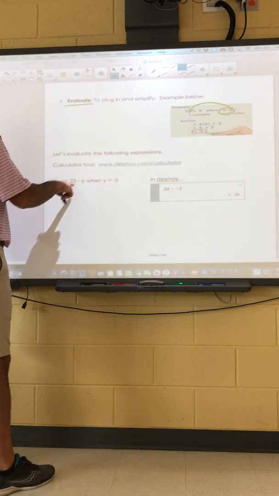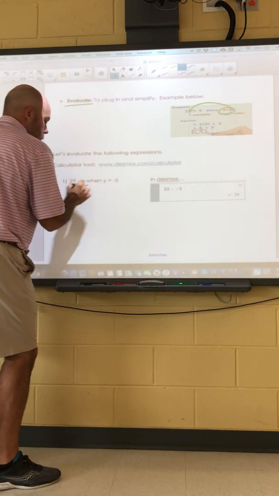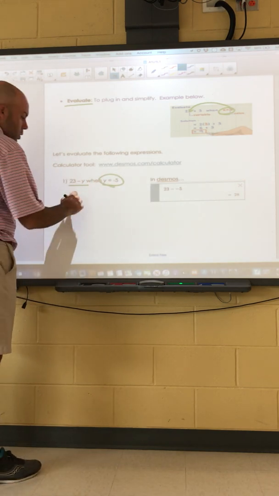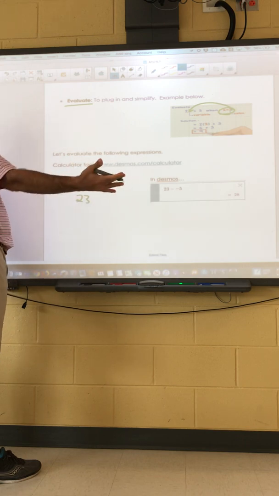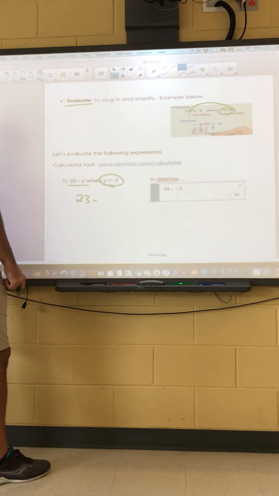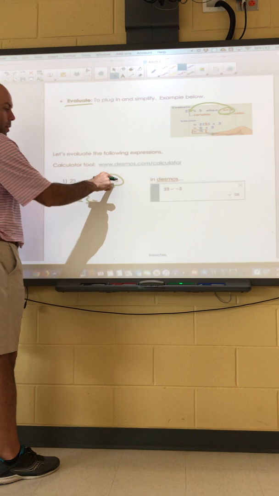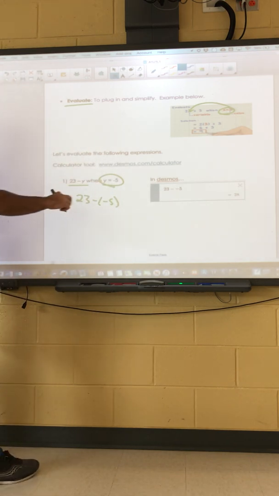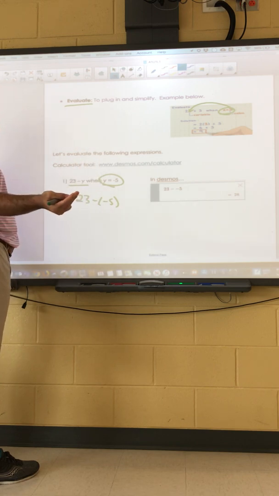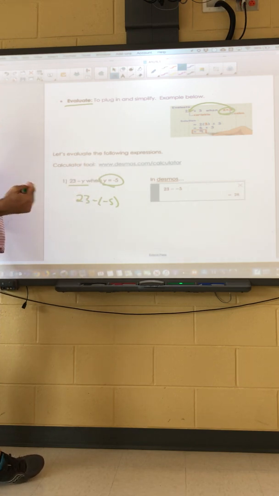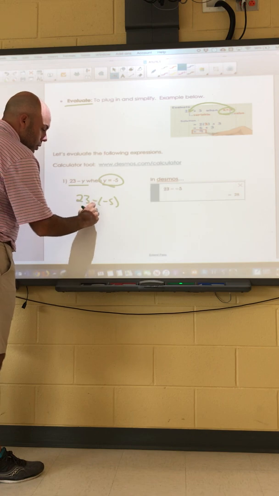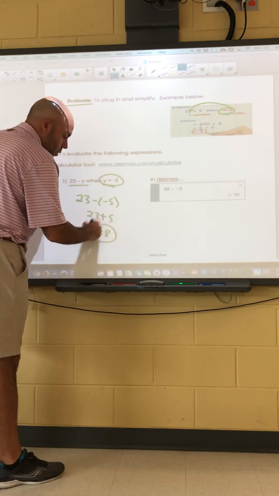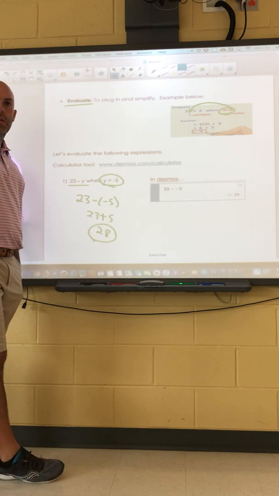So here it says that we're going to do 23 minus y when the value of y is equal to negative 5. The 23 is our constant, so we're going to write that down. That's not going to change. Minus, and now we have that variable of y. Well, there I have negative 5, so I'm going to substitute that negative 5 in, and now I see minus a negative. Again, if I'm doing this out by hand, I need to think about my middle school skills there. Minus a negative is the equivalent of adding a positive. Well, 23 plus 5 equals 28, so that should be my value.